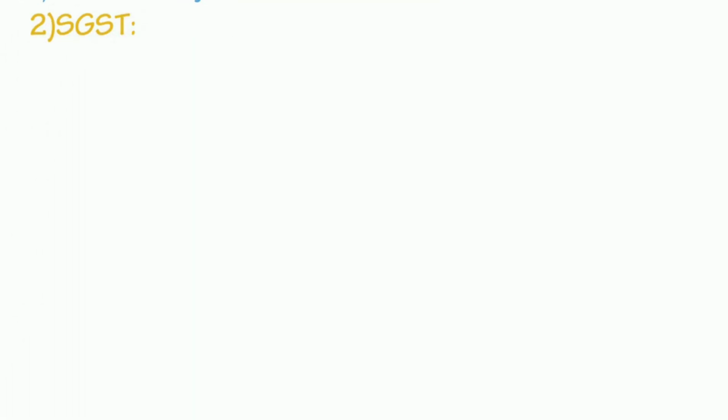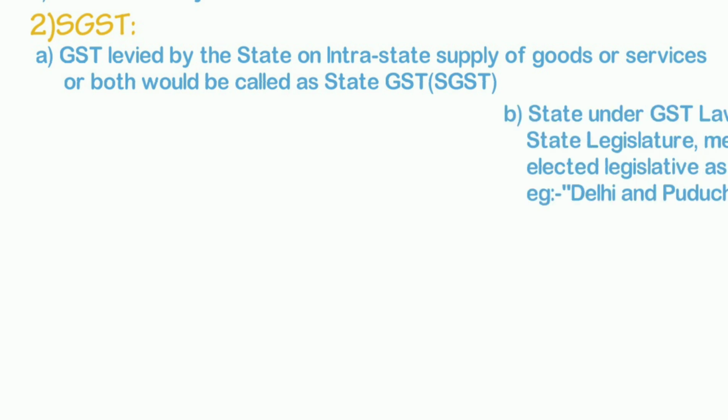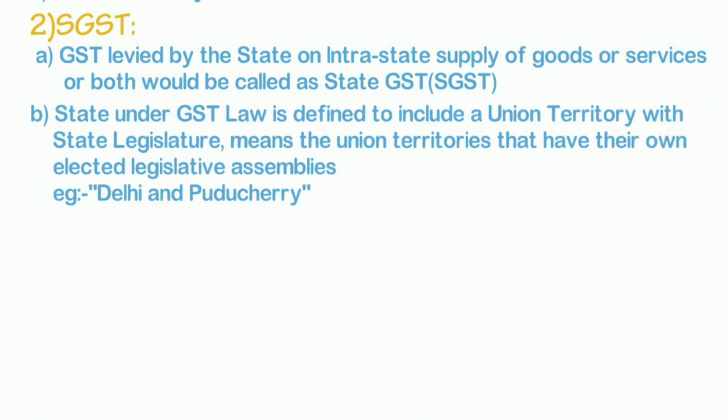Then we move on to the state goods and service tax. GST levied by the state on intra-state supply of goods or services or both would be called state GST. So guys, can you notice one thing here, that whenever there is intra-state supply, both state GST and central GST will be levied. Now state GST is also defined to include a union territory with state legislature, meaning the union territories who have their own elected legislative assemblies.